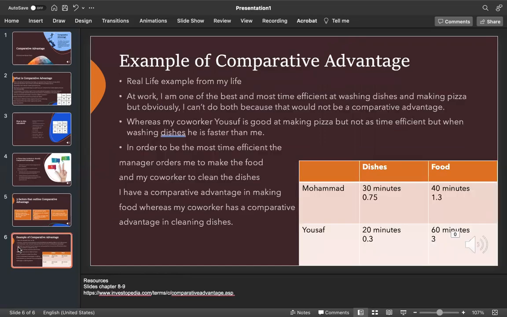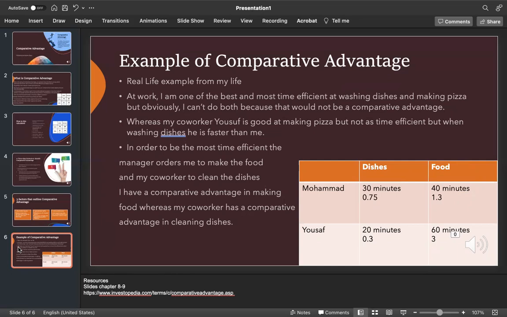Finally, my example. This is a real life example. At work, I'm one of the best and most time efficient at washing dishes and making pizza, but obviously I can't do both because that would not be a comparative advantage. Whereas my coworker Yusuf is good at making pizza, but not as time efficient. But when it comes to washing dishes, he is faster than me. In order to be the most time efficient, the manager orders me to make the food and my coworker to clean the dishes. I have a comparative advantage in making food, whereas my coworker has a comparative advantage in cleaning dishes. In the bottom right, you can see how I've used the formula and how I've gotten these answers.